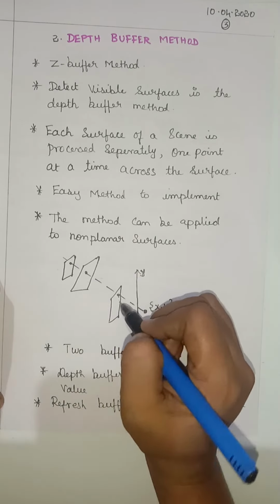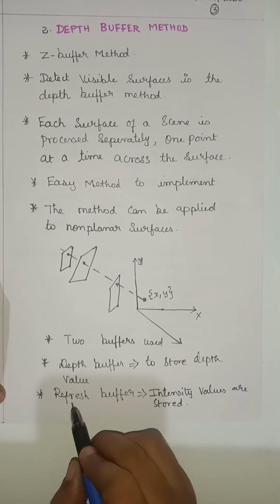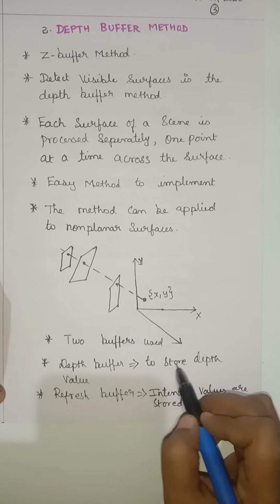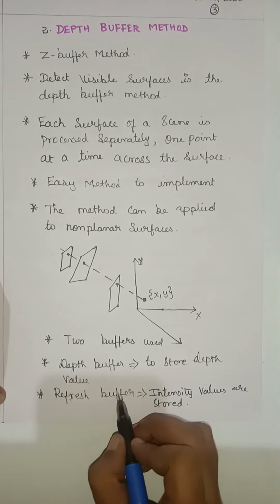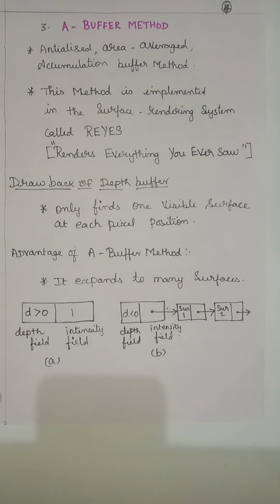There are two buffers used in this depth buffer method. One is the depth buffer and the other one is the refresh buffer. The depth buffer stores depth values, and the refresh buffer is used to store the intensity values of the pixels.